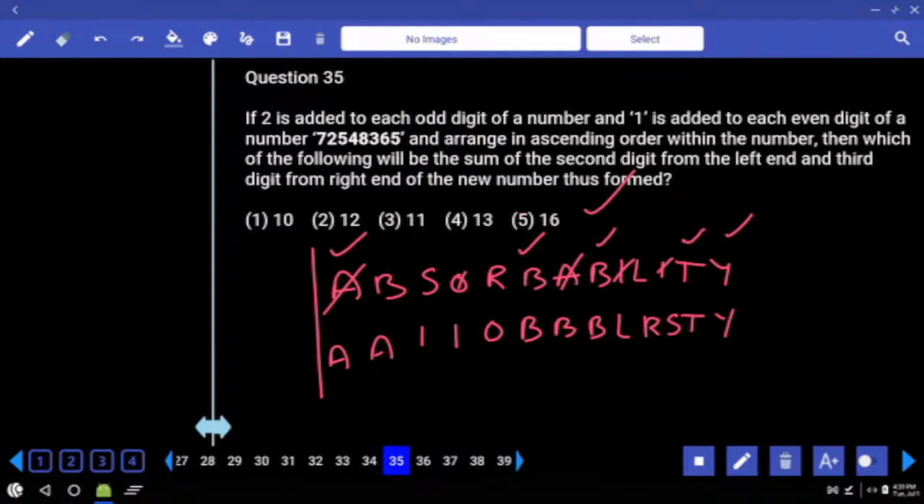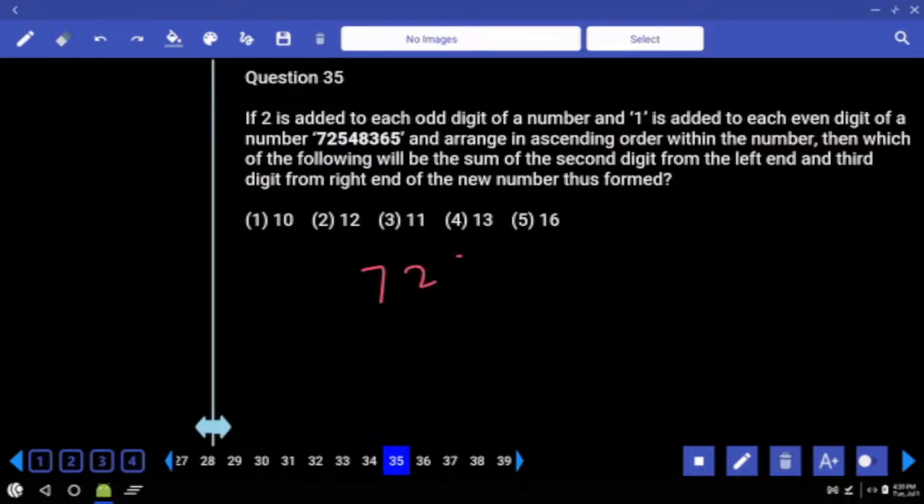Then 35. Now in this, the number we have is 72548365. Then 2 is added to each odd digit. Now this is 9, 7, 5 and 7. 2 is added to each odd digit, and 1 is added to each even digit. Now this is 3, 5, 9, 7.